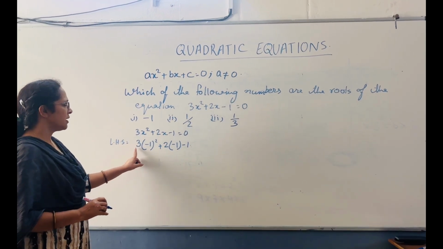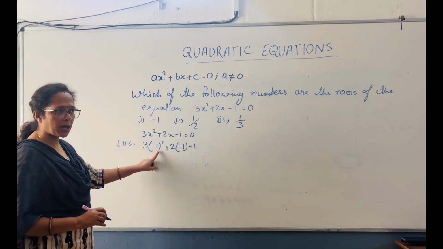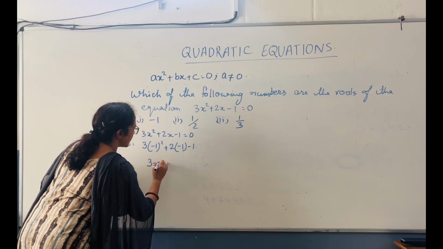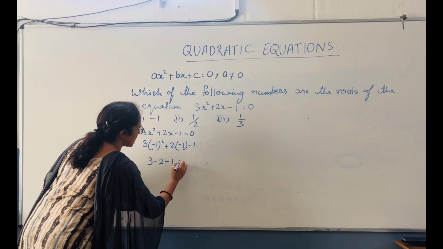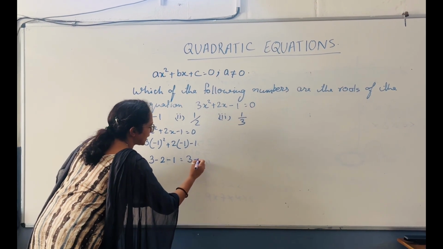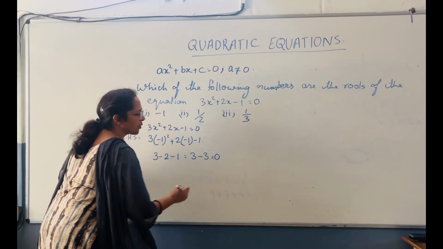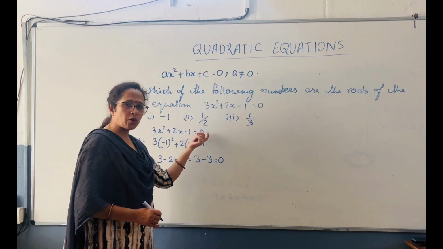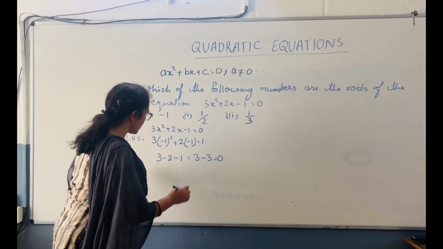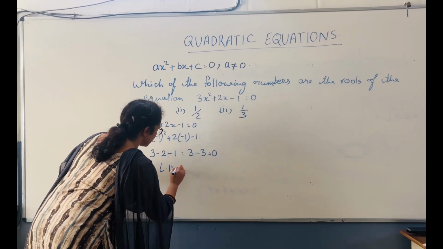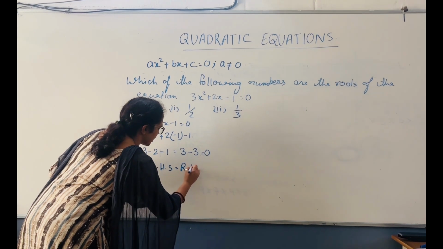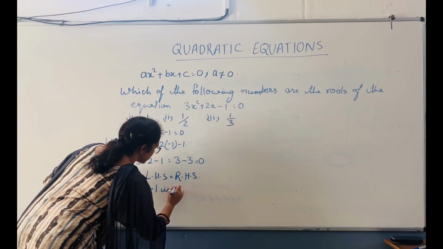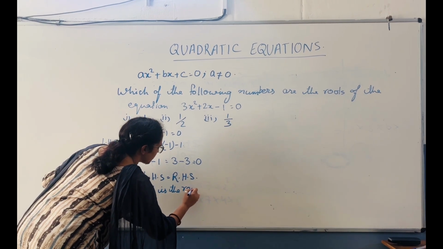LHS is 3 into minus 1 square, which will become 1. So it will be 3. This will be minus 2 minus 1. So ultimately what are we getting? 3 minus 3, that is equal to 0. And this is our RHS. Isn't it? So now what are we getting? LHS is equal to RHS. Therefore, minus 1 is the root of the equation.